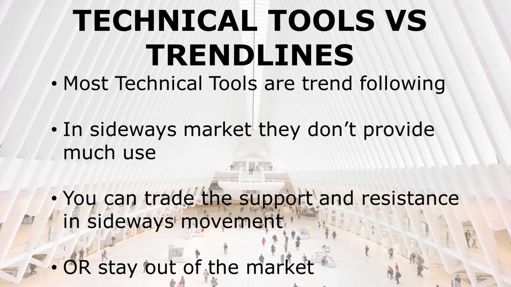Most technical tools are trend following, meaning that they are designed for markets which are moving up or down. These technical tools provide limited data if the trend is sideways. It is rather obvious what to do in an uptrend or downtrend. However, when the market is moving sideways, you can either trade from support to resistance or stay out of the market. Sometimes no trade is the best trade.